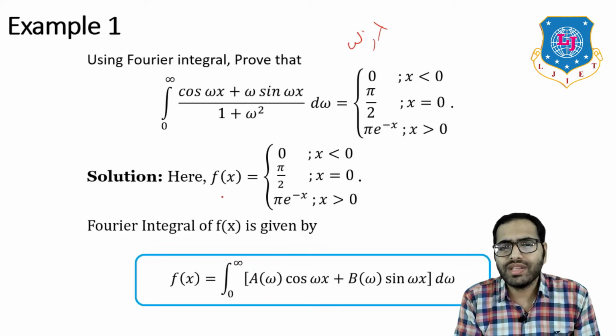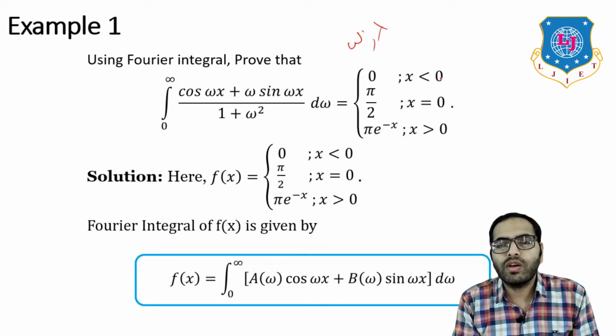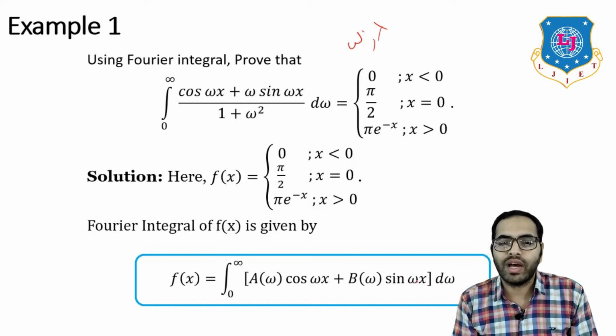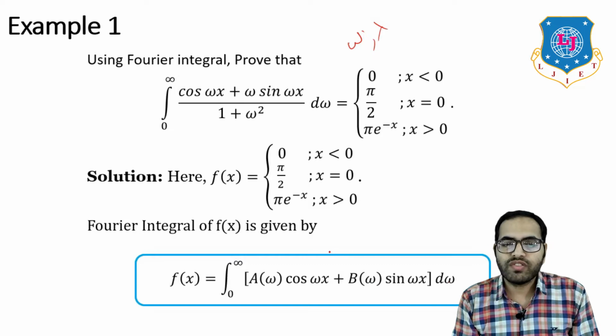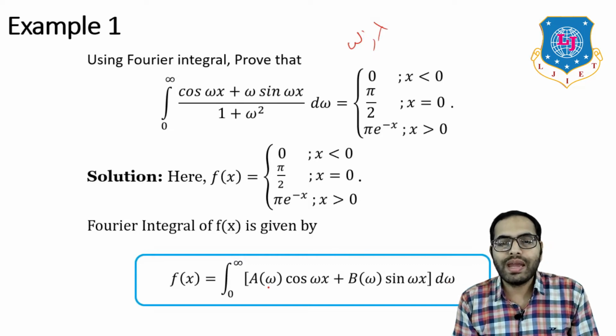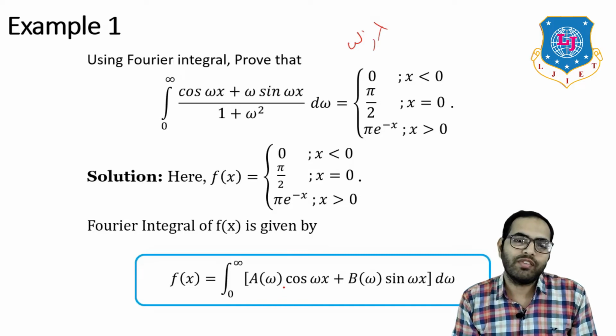See, basically our function is f of x equal to 0 where x less than 0, pi by 2 where x equal to 0, and pi e raised to minus x where x greater than 0. And the Fourier integral is represented by f of x equal to integral 0 to infinity a of omega cos omega x plus b of omega sin omega x d omega. See, what we have to do is just find the values of a of omega and b of omega, substitute them, and simplify.